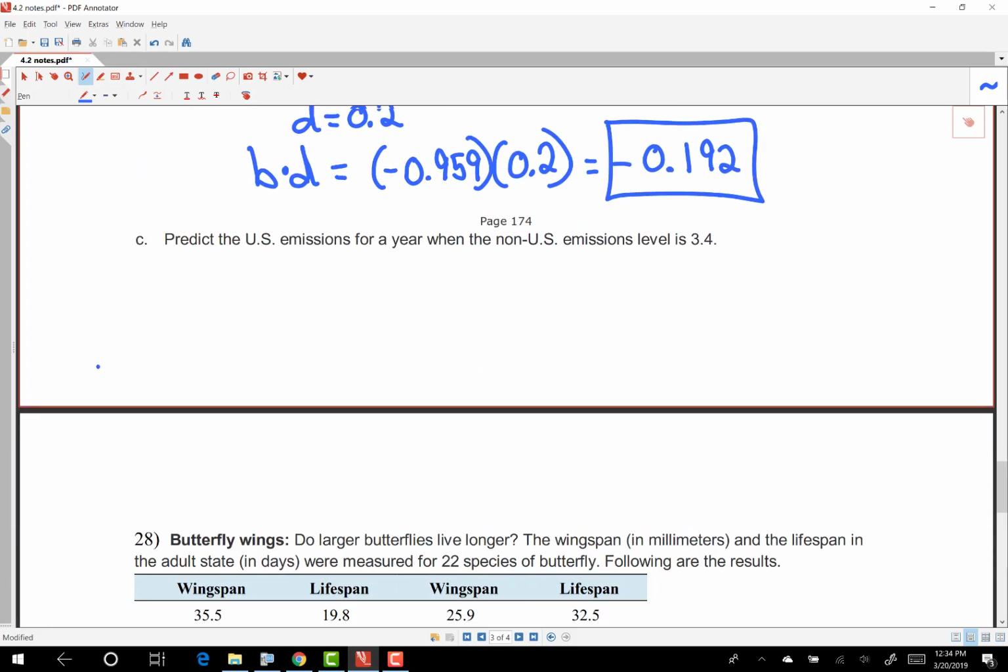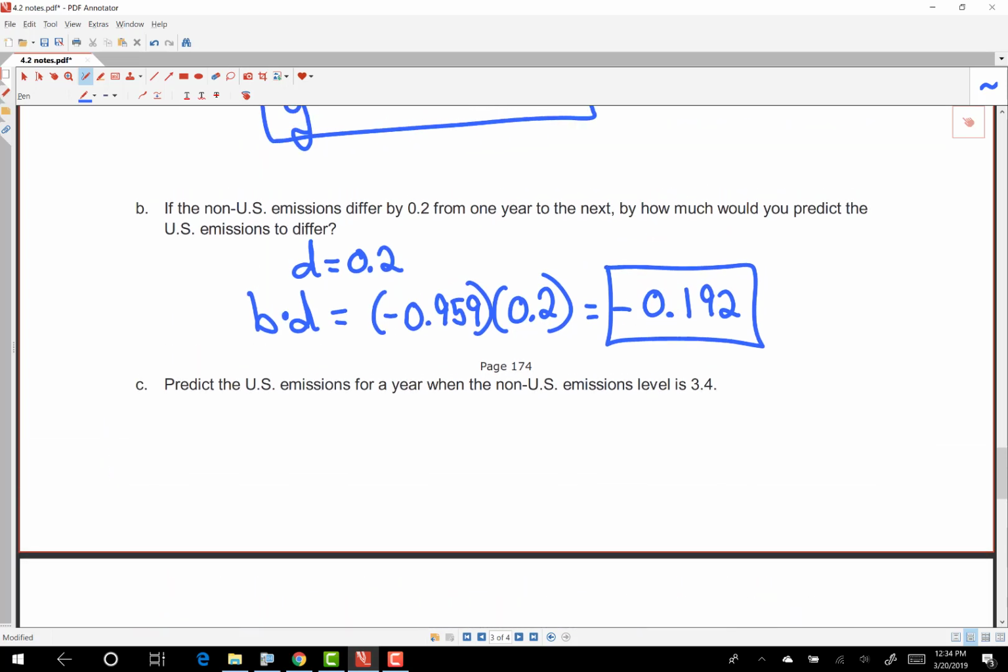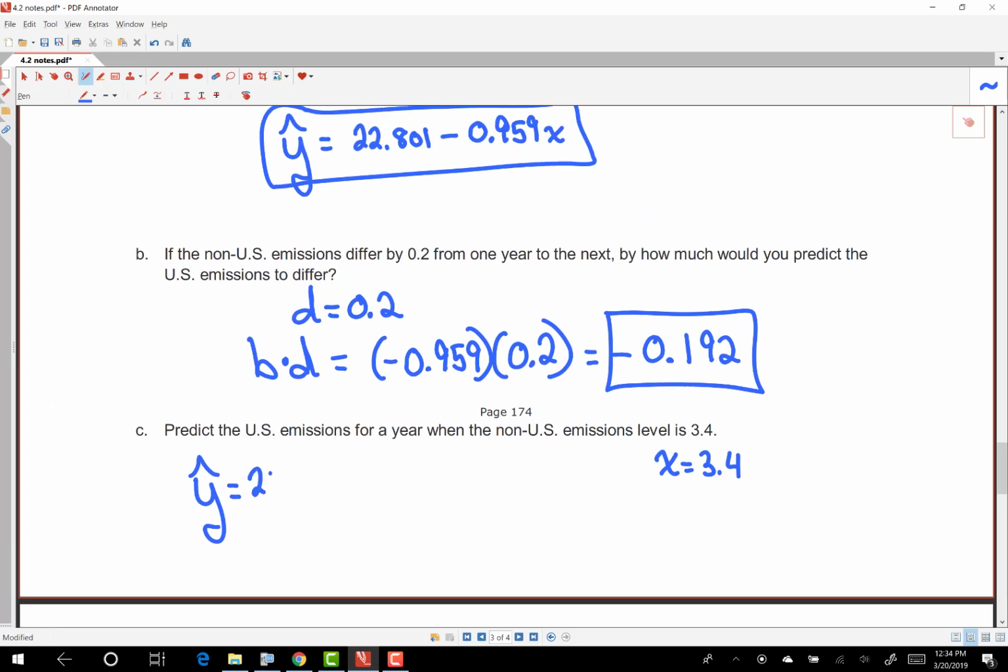And then finally, predict the U.S. emissions for a year when the non-U.S. emissions is 3.4. So X is 3.4, which if you go back and look at the data, that's a value that makes sense. And so we're going to get Y hat by plugging in 3.4 for X. So we'll have 22.801 minus 0.959 times 3.4.